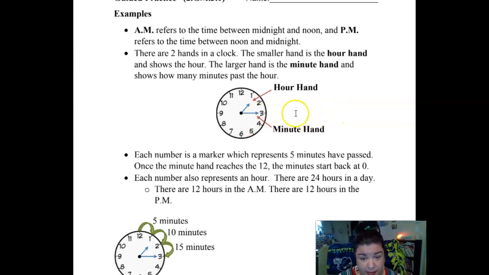So each number on the clock, 1 through 12, represents 5 minutes that have passed. Okay? So once the hand reaches 12, it starts back at 0. So if both hands are on 12, then it'd be 12 o'clock. Each number also represents an hour. So there are 24 hours in a day, but you see there's only 12 numbers on the clock. So there are 12 hours in the morning and 12 hours at night.